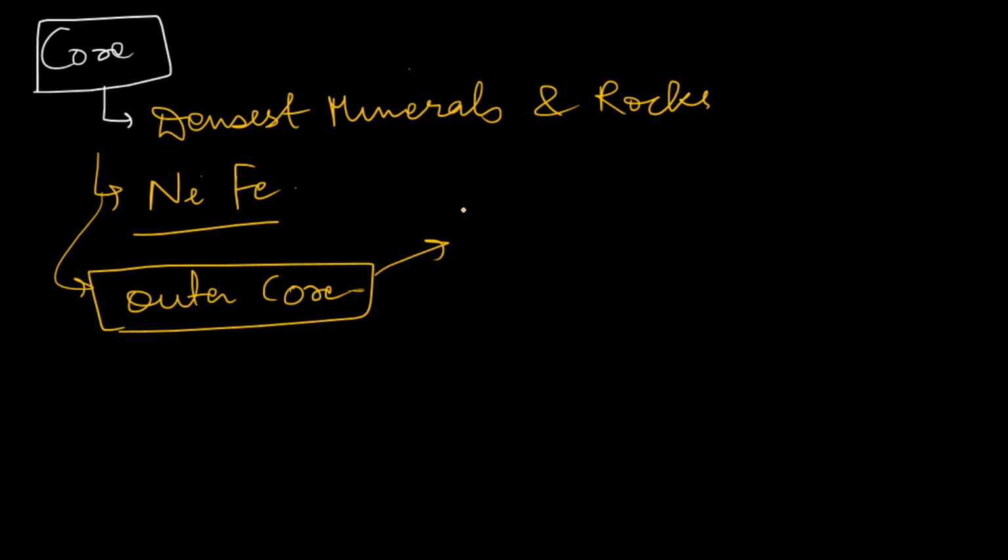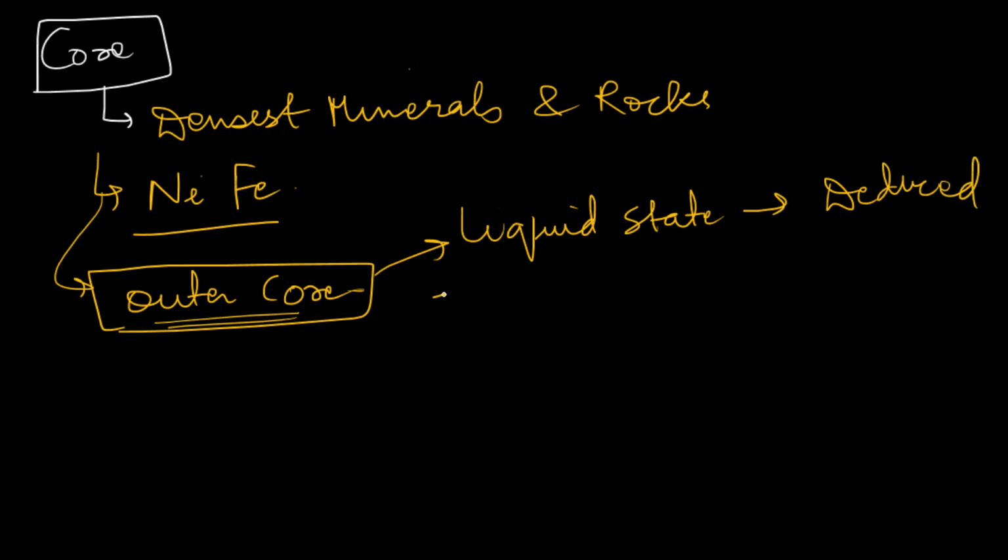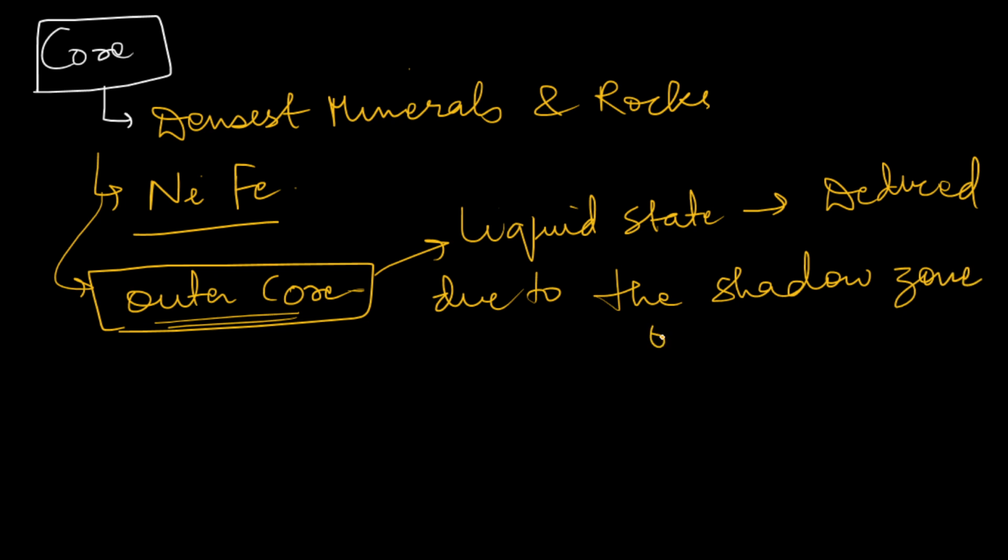The outer core is in the liquid state, and this we have found through the shadow zone of S waves, because the S wave is not able to travel in liquid parts. That is why we found out that the S wave is not able to travel through the outer core, so it might be liquid, no, it is liquid. It is deduced due to the shadow zone of S waves. S waves are earthquake waves.